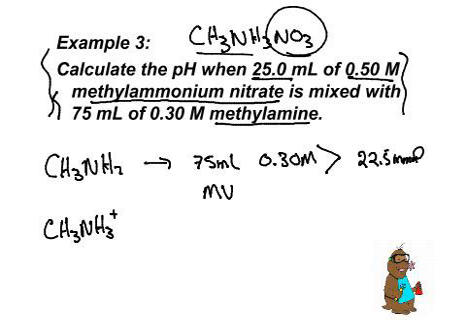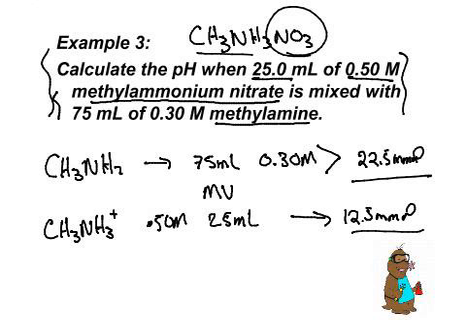Nitrate never affects pH. So it's 0.50 molar, and it's 25 milliliters. When you multiply those out, how many millimoles? 12.5. We have 12.5 millimoles. Now, do we have a buffer? We do. So with a buffer, we can use the Henderson-Hasselbalch equation. We now have our numbers, 12.5 and 22.5.